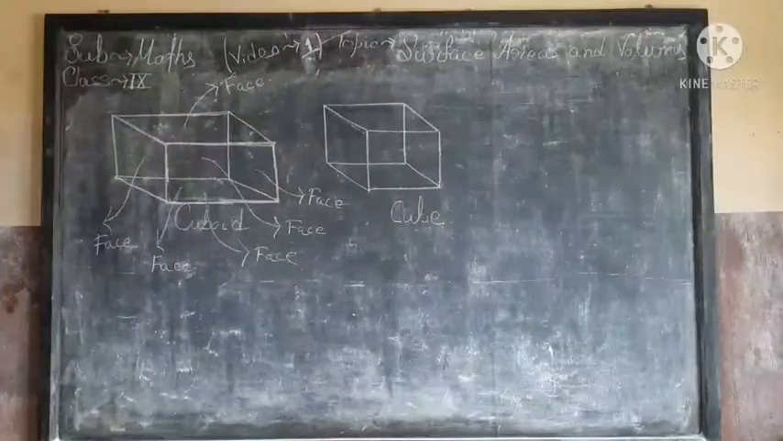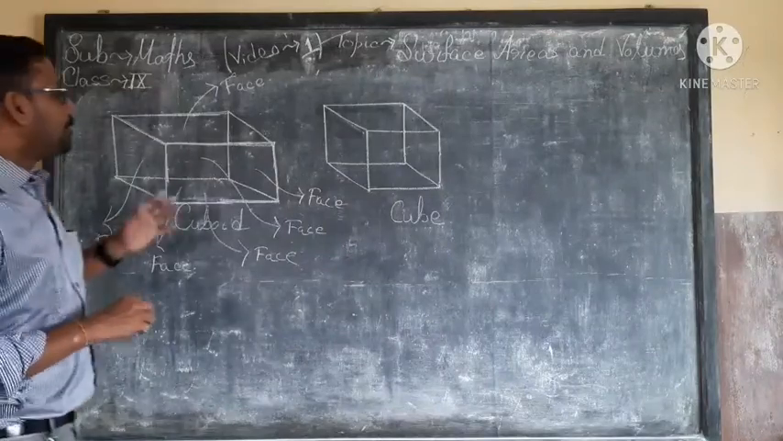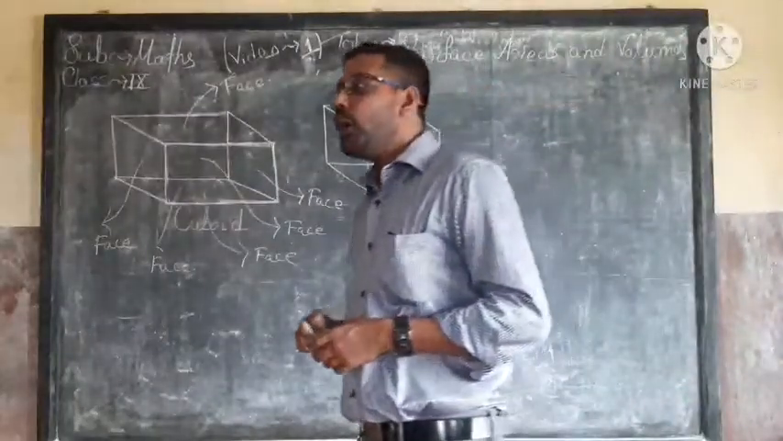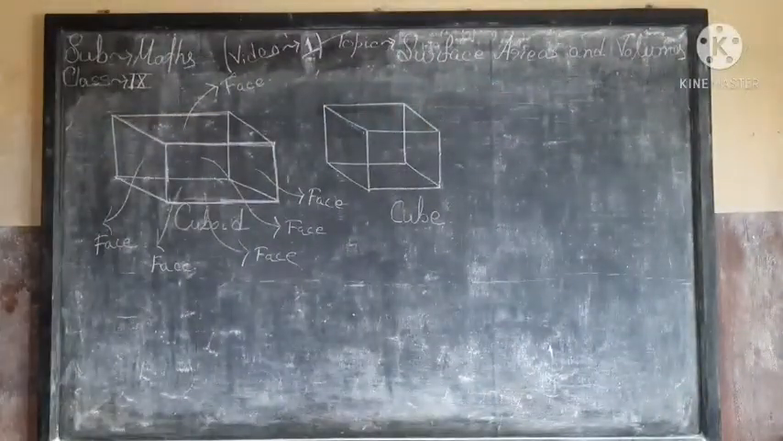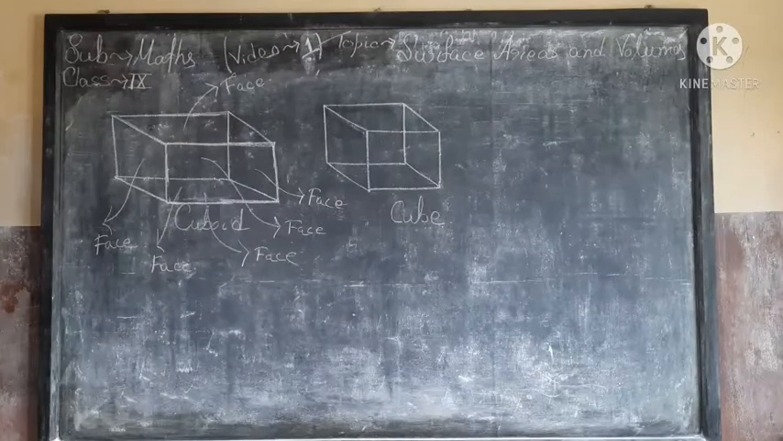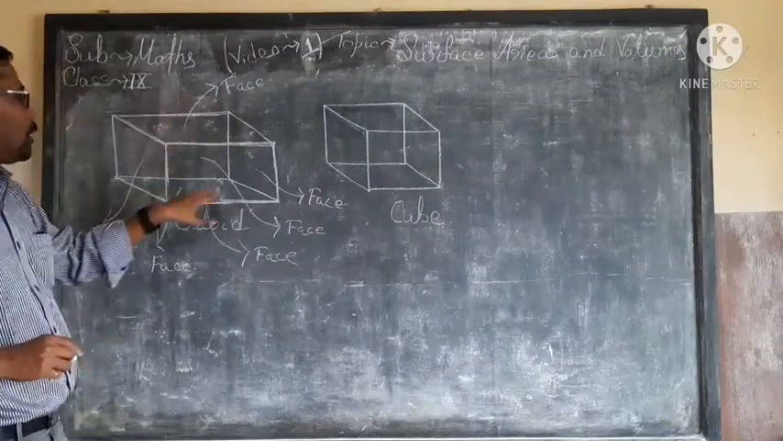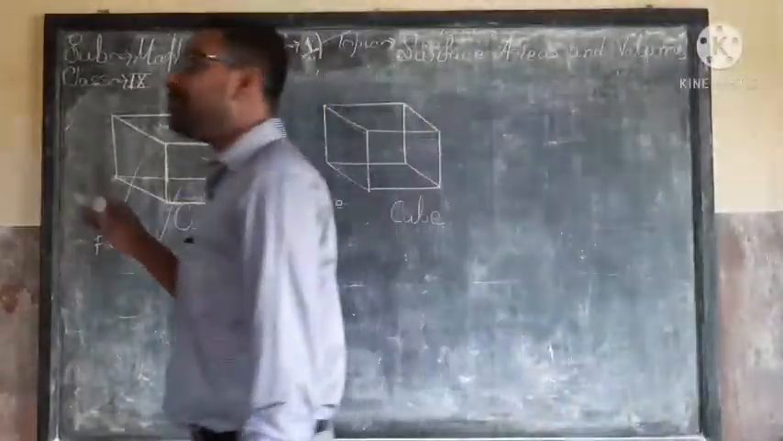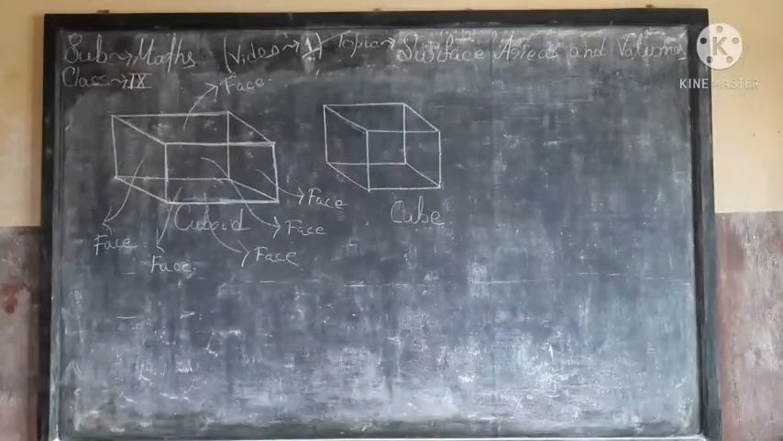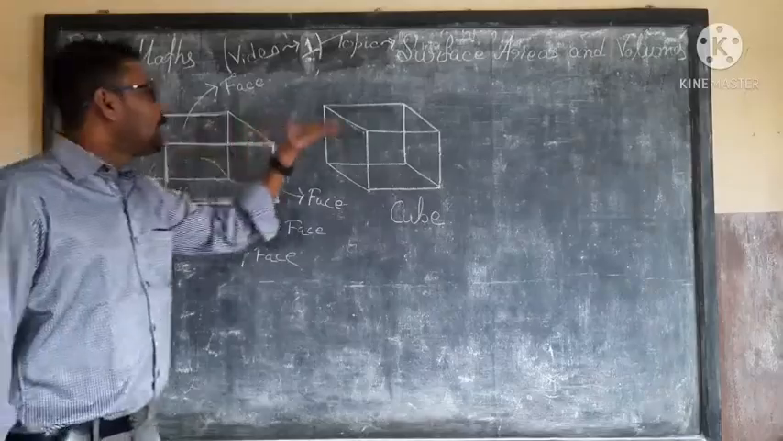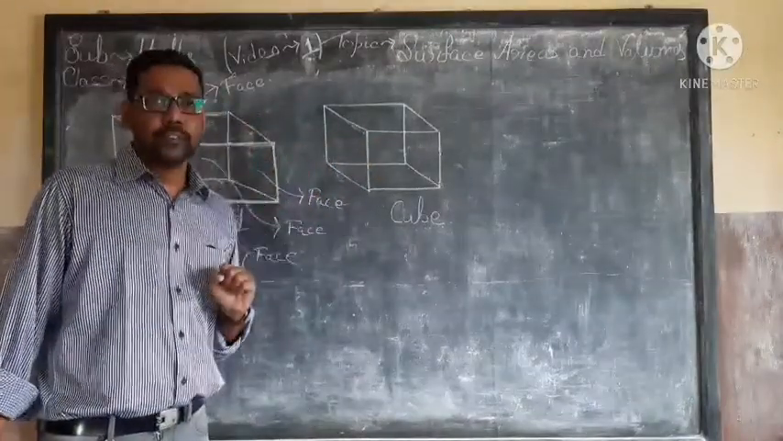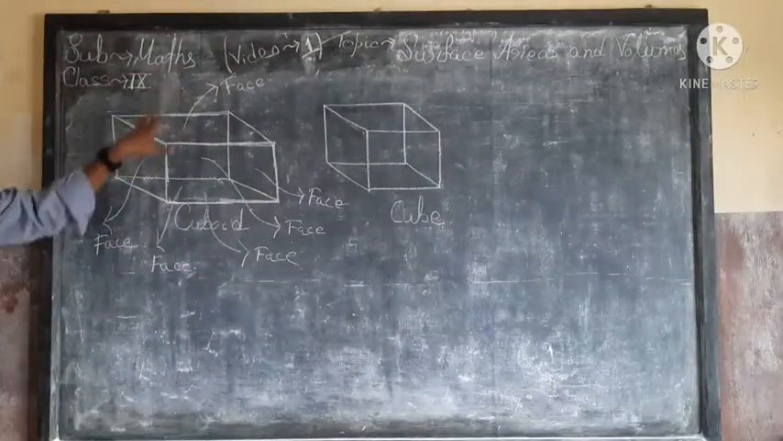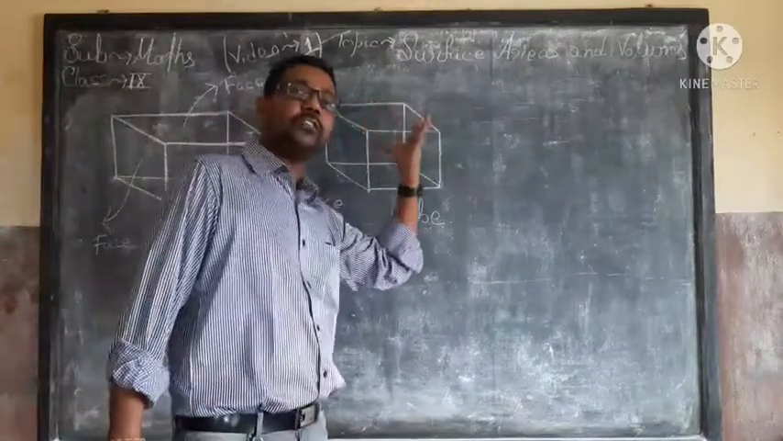So the first topic of our chapter is the surface area. Find the surface area of the cuboid and the cube. First of all, what is the difference between the cuboid and the cube? This is the diagram for the cuboid and this is the general diagram for the cube. First, both the cube and cuboid have 6 faces. Each and every side is called a face of the cuboid, and it is also applicable for the cube.